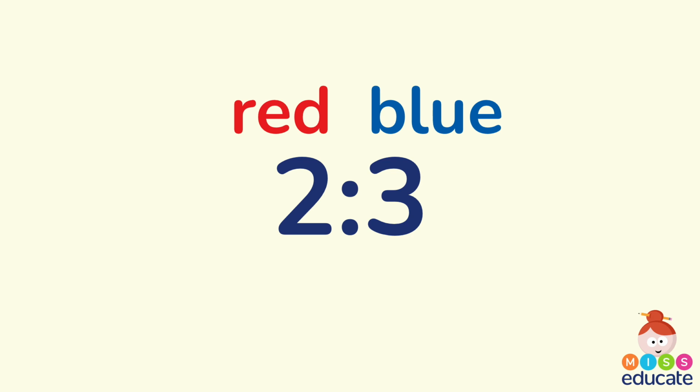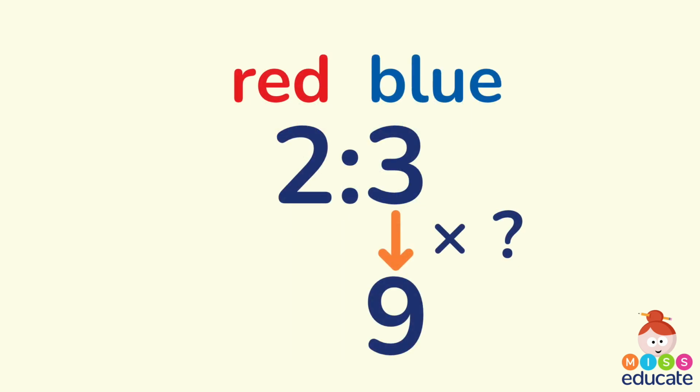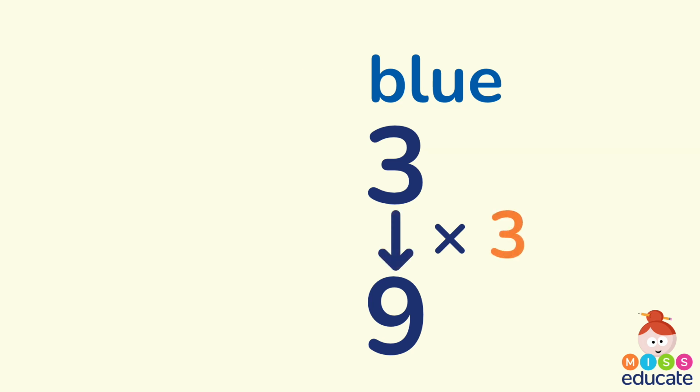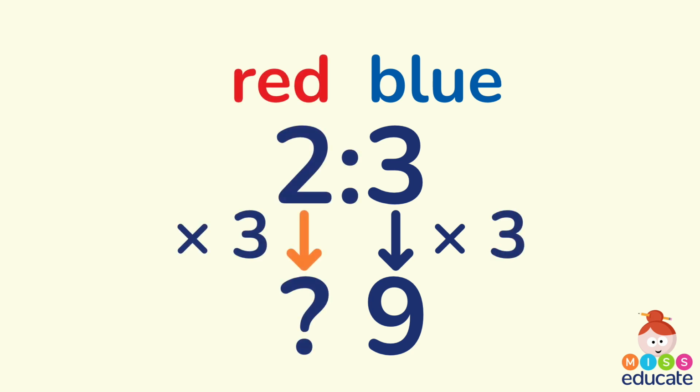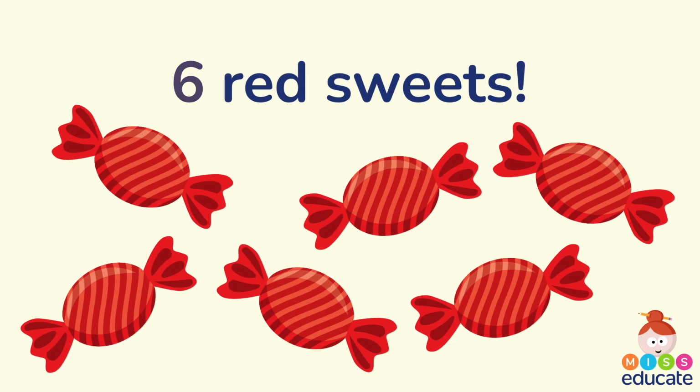So if there were 9 blue sweets, how many red sweets would there be? Remember, for every 2 red, there are 3 blue. So what do we multiply the 3 by to get the 9? That's right, we're going to multiply it by 3. So all we need to do to work out how many red sweets there are is multiply the red side by the same. 2 multiplied by 3 is 6. Correct. There would be 6 red sweets in that packet.